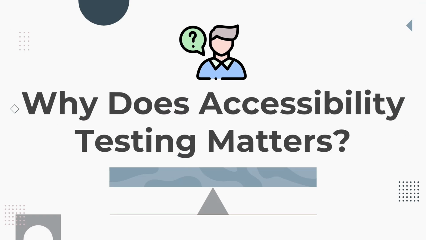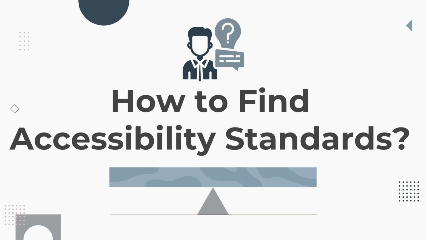Throughout the course, you'll explore key questions like why does accessibility testing matter? You'll understand how it impacts real users, supports inclusivity, and helps meet legal and business requirements. You'll also learn what the official accessibility standards are, such as WCAG, where to find them, and the key principles, perceivable, operable, understandable, and robust, to guide your testing.